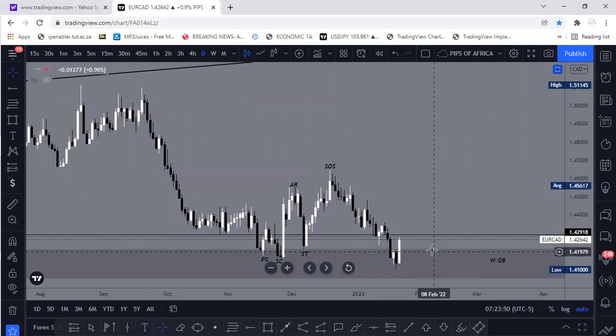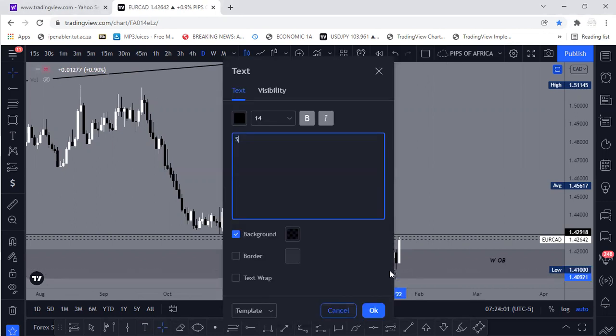All right. So now let me try to label the spring. The spring has just occurred, so we need to actually label the spring.